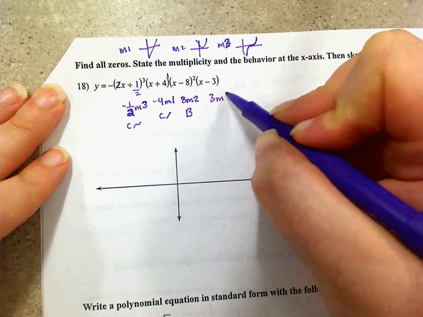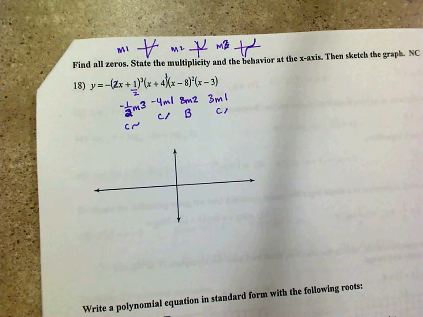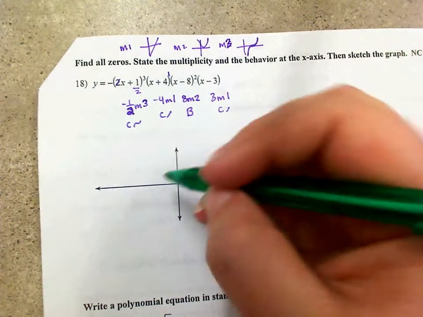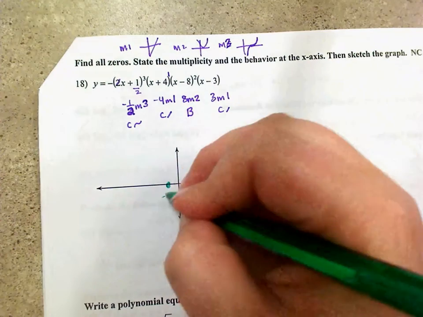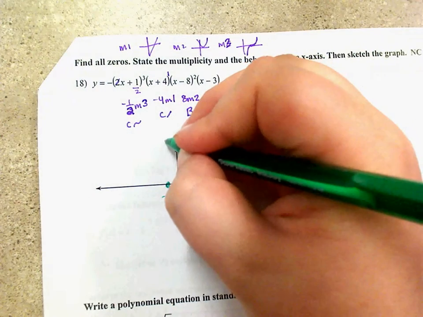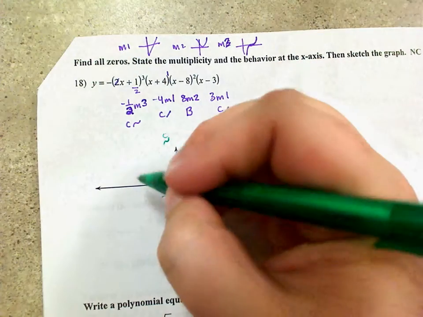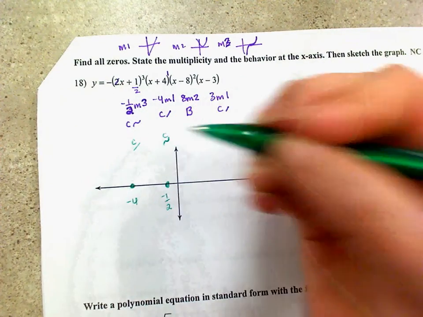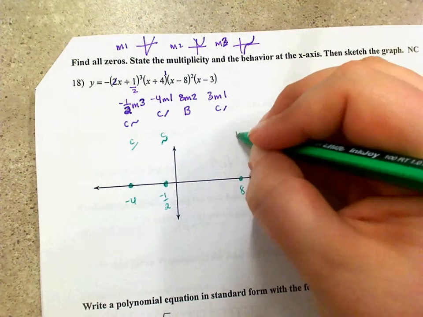Okay, my suggestion to you is to go ahead and label your zeros on the x-axis. So I've got negative 1/2. And right above it, what it's going to do, it's going to cross with a wave. Negative 4, we can just put over here. It's going to cross straight through. 8, I'm going to put right there. It's going to bounce. And 3 is going to cross straight through.